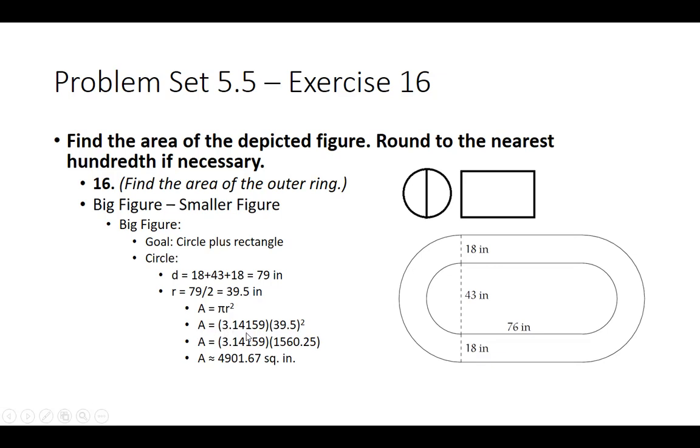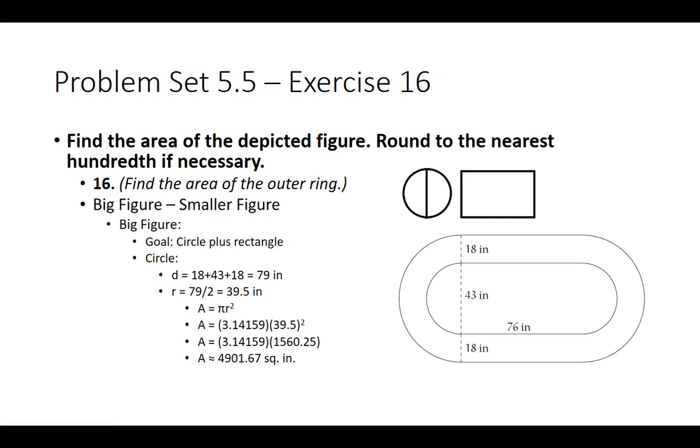Area would be 3.14159 times the square of 39.5. 39.5 squared is 1,560.25. Times 3.14159 gives us approximately 4,901.67 square inches. So that's the area of the big circle. Let's set that aside for now.